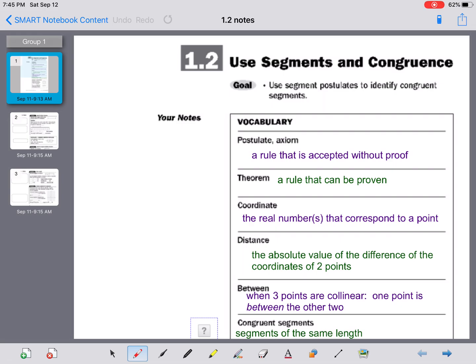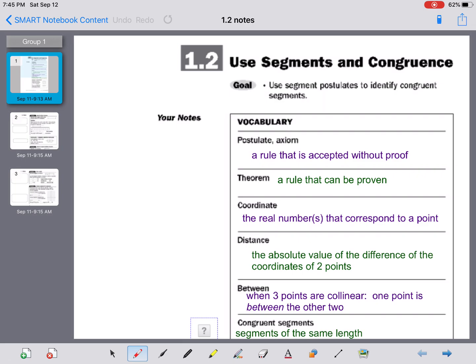The first one is a double word, either postulate or axiom. They are synonyms, and it's a rule that's accepted without proof. So what you're going to see in our geometry book is postulate 1 in this section, postulate 2 comes up, postulate 3. And in our textbook, they simply number them by what order they show up in our book. So I don't ever want you to memorize a postulate by its number because that's different between textbook to textbook. So there's no official postulate 21 in geometry. Our book just numbers them for order.